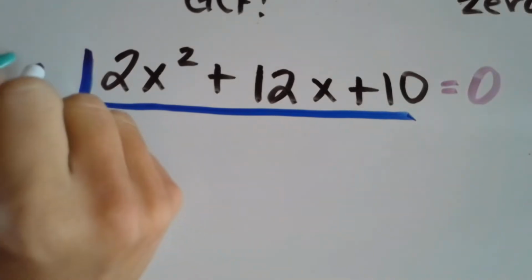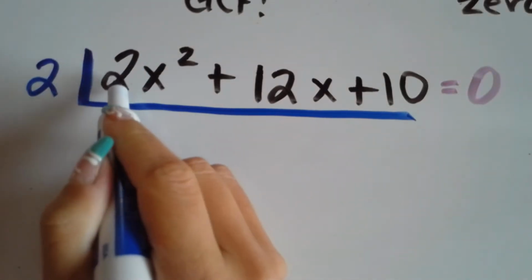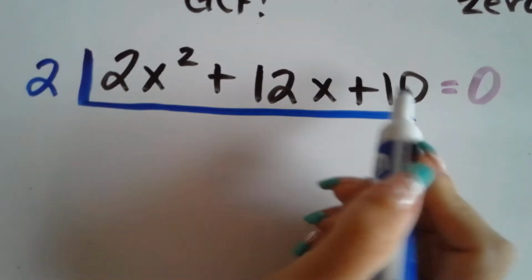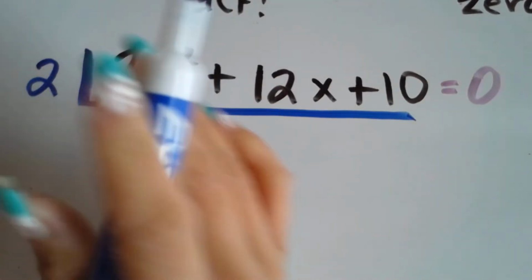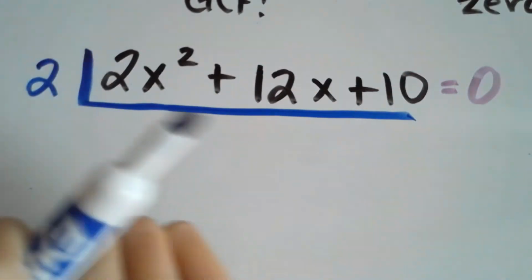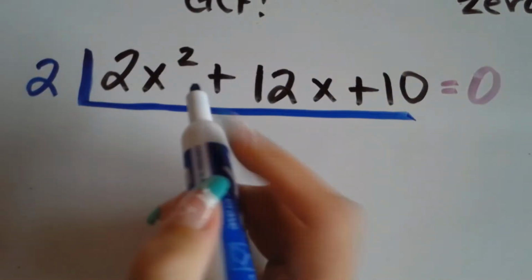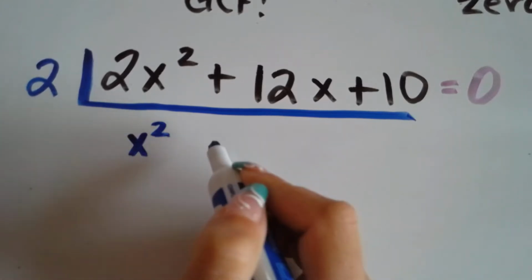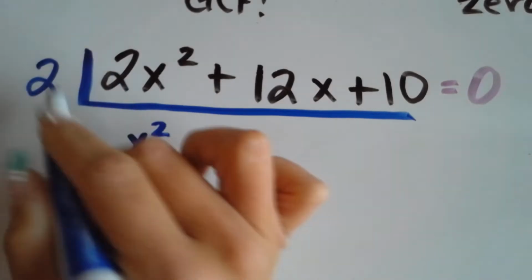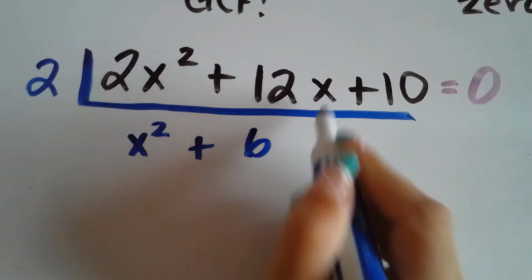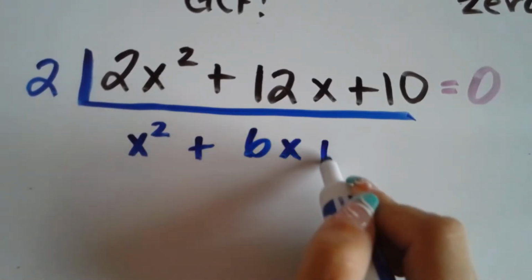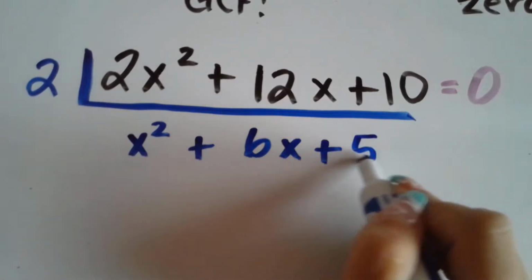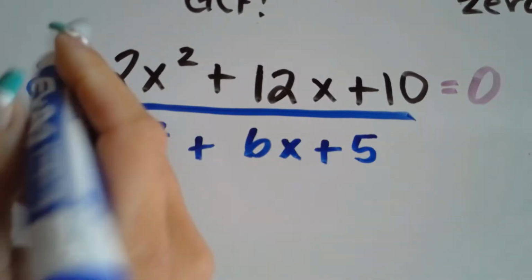So we're going to pull out this 2, because 2 divided by 2 is 1, 12 divided by 2 is 6, and 10 divided by 2 is 5. So we know that 2 can go into all three of these numbers. So 2 divided by 2 is 1, so we are left with x squared, plus 12 divided by 2 is 6, and we're not pulling out an x, so we're leaving it, plus 10 divided by 2 is 5. Okay, so we have pulled out our GCF.